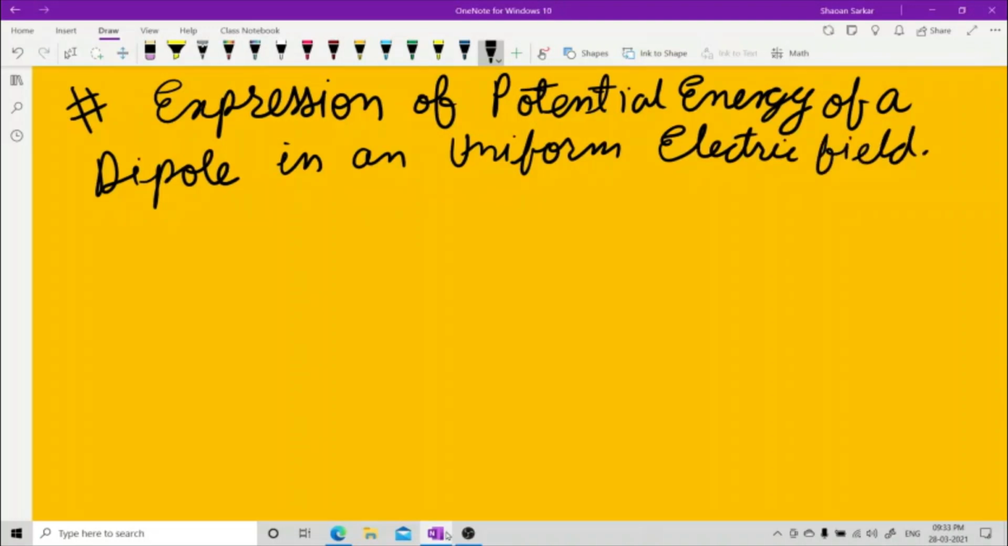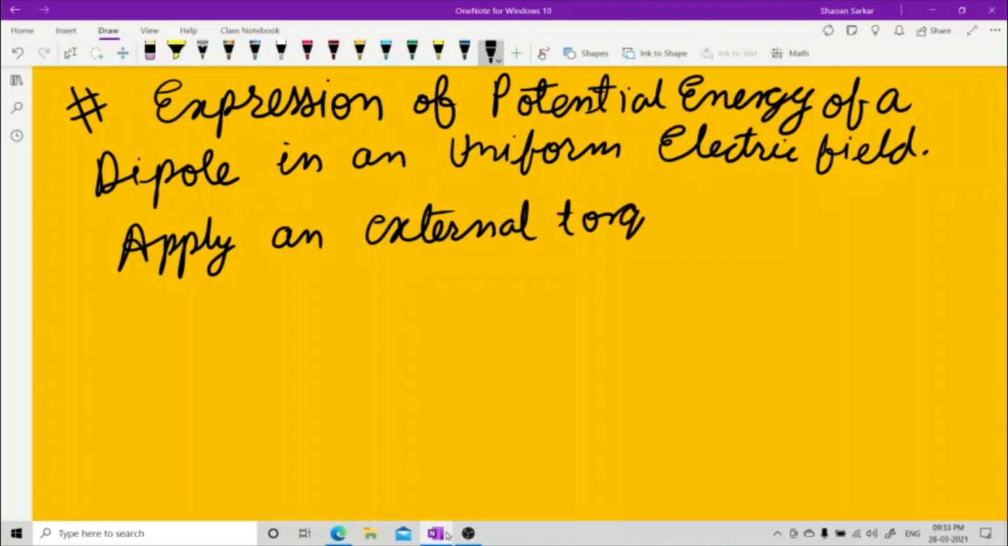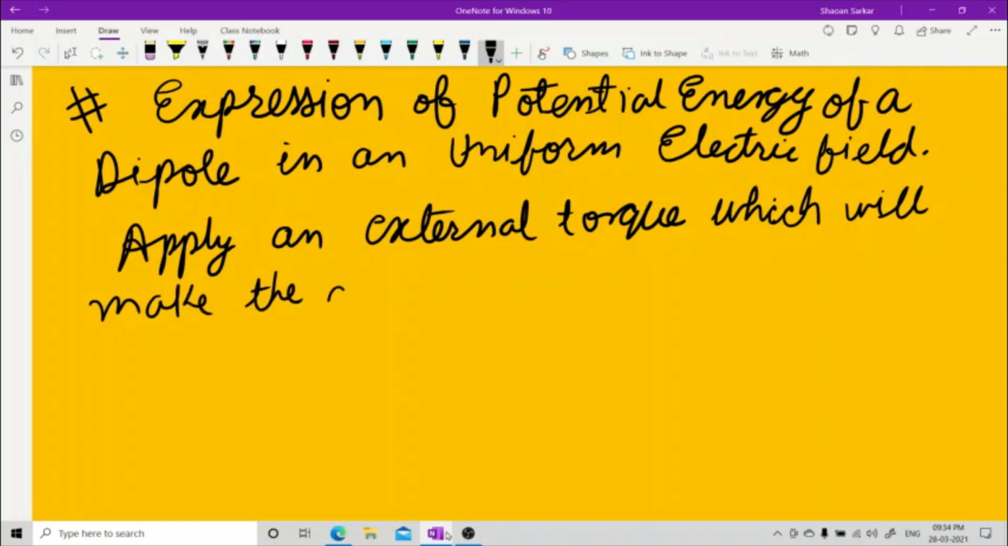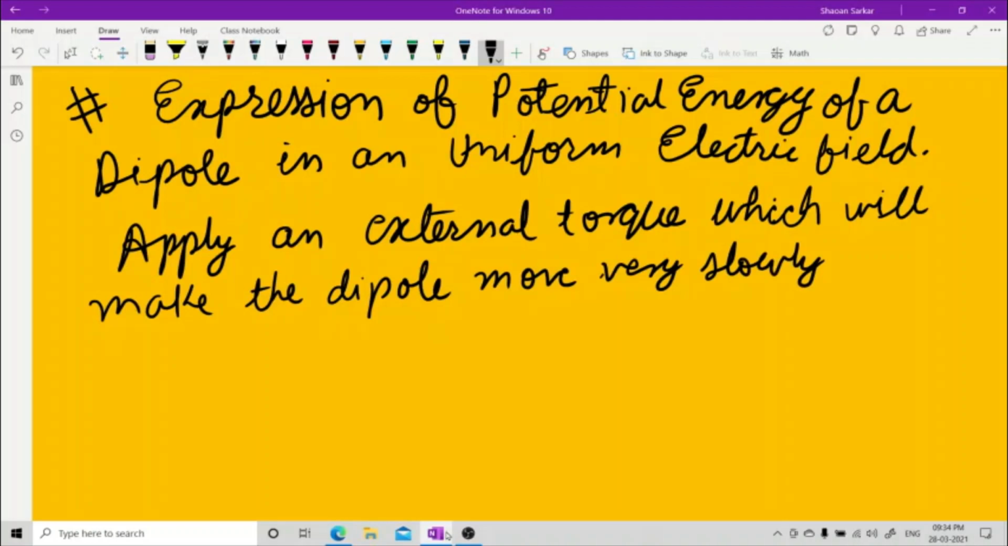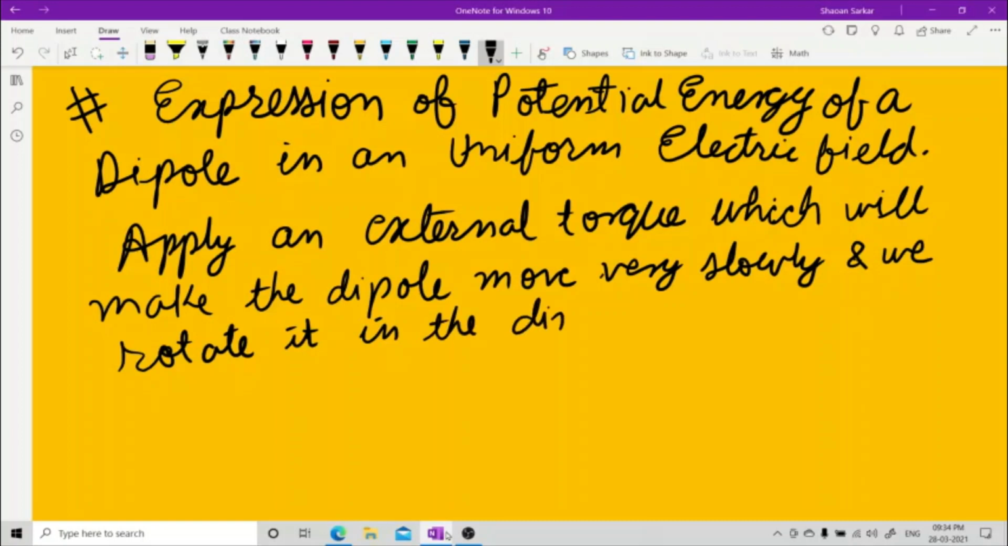Now see, we will write this in this manner: we apply an external torque, which will make the dipole move very slowly, and we rotate it in the direction of d theta, that is, d theta k.